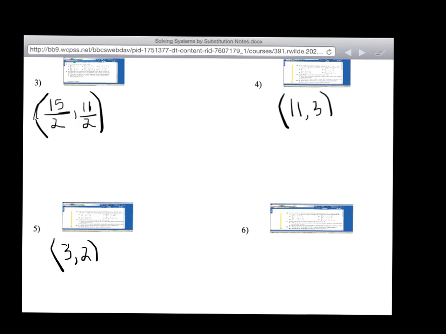And then number 6, you should have gotten an identity equation. Your variables canceled on number 6, and so you were left with 10 equals 10. When that happens, that means both sides of the equation equal each other, and that's an identity equation. Identity systems of equations.